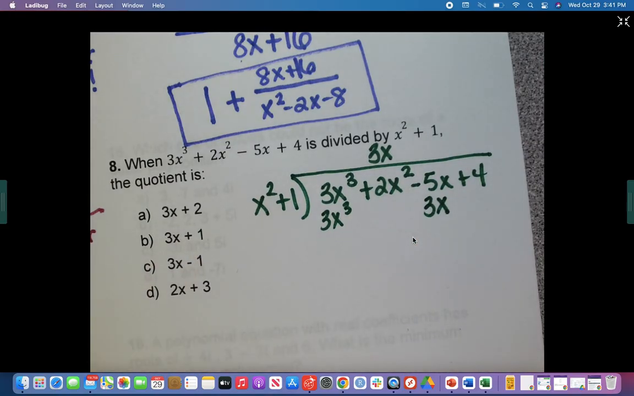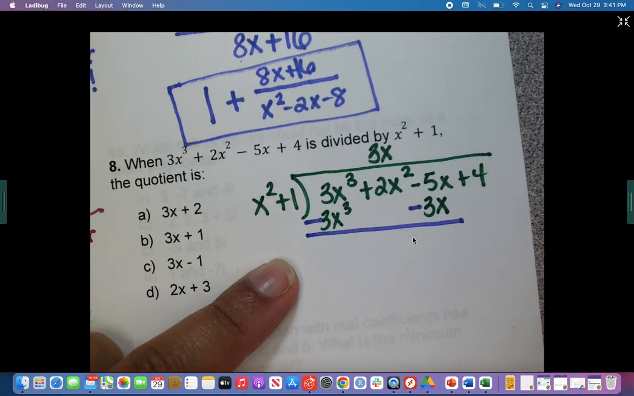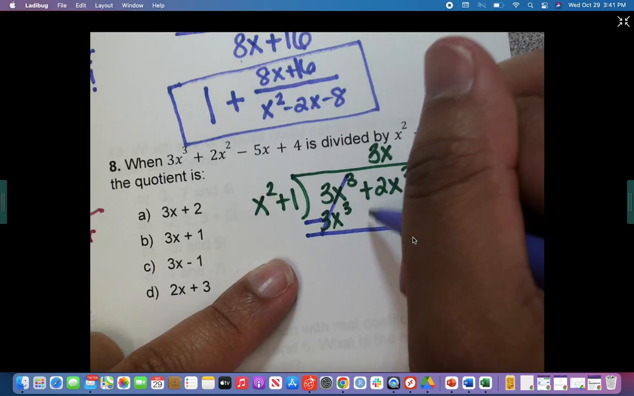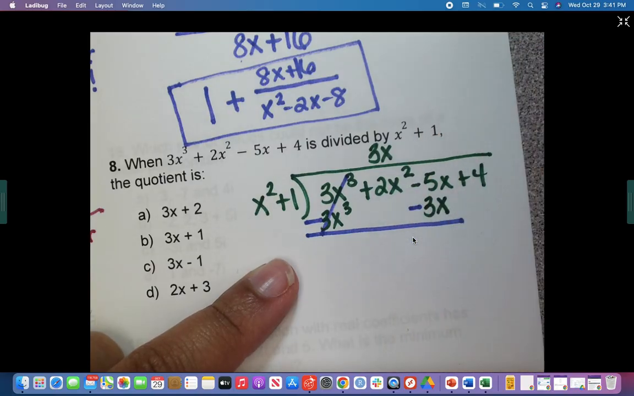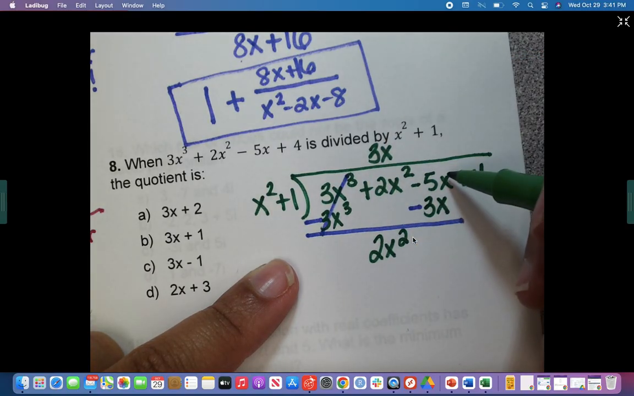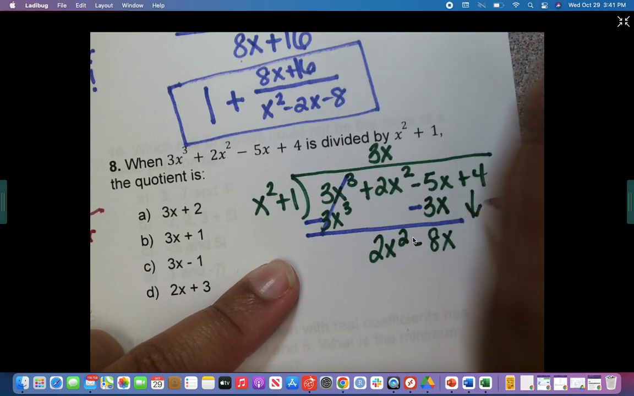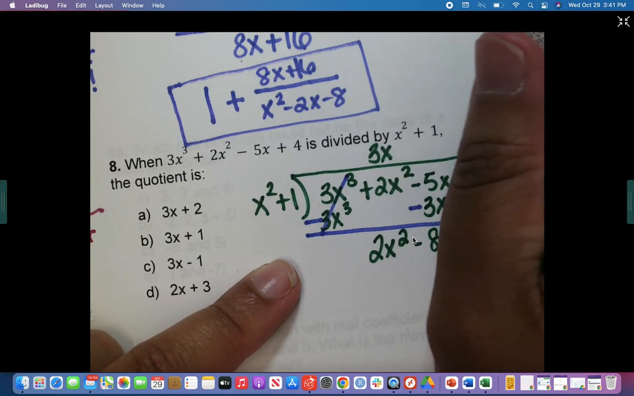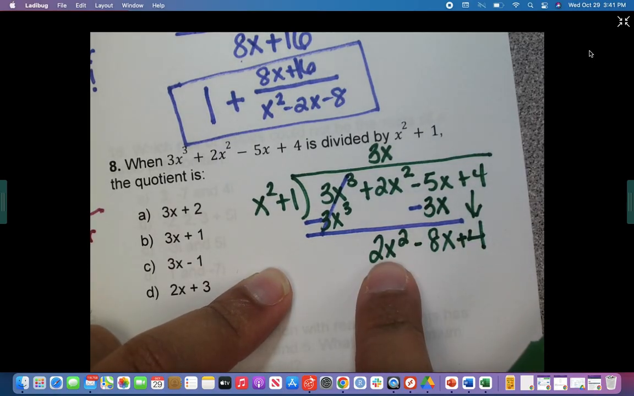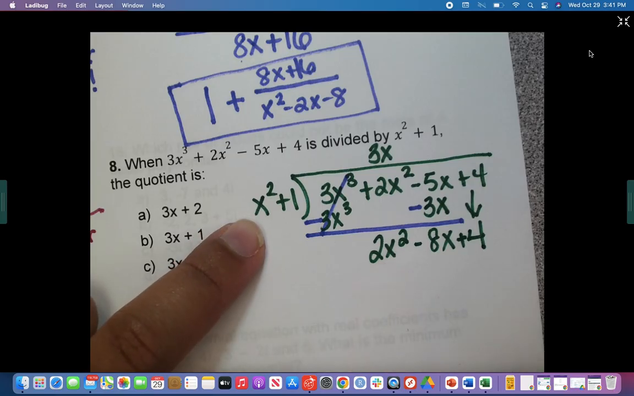All right, draw my line. Change my sign, so both of those were positive, so both of these are going to be negative. That's going to cancel. We didn't have a term to put with that, so that 2x squared is just going to drop. And then negative 5x minus 3x, so that is negative 8x. And then I'm going to drop down my next term, which is a 4. And I'm going to start the process over. So 2x squared divided by x squared, so that's going to be 2, because the x squareds are going to cancel.